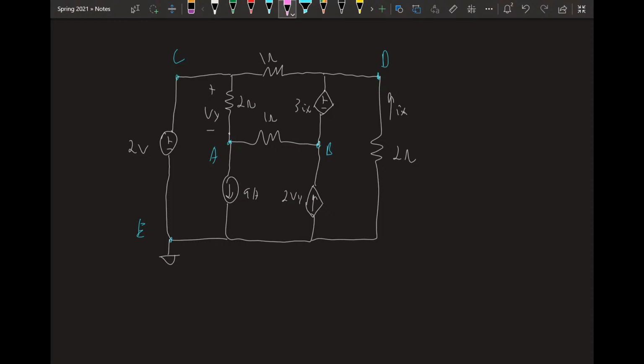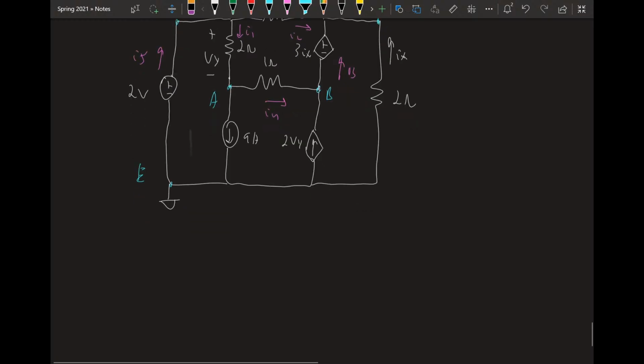And I'm going to draw my currents now. So I'm going to say we have I1 going this way, I2 going this way, I3 going this way, and I4 going this way. I guess you could have I5 going this way. Notice that all the other branches already have a current defined. There's a current source here, there's a current source here, and Ix is already given to us. So that's all the currents I'm adding to the network.